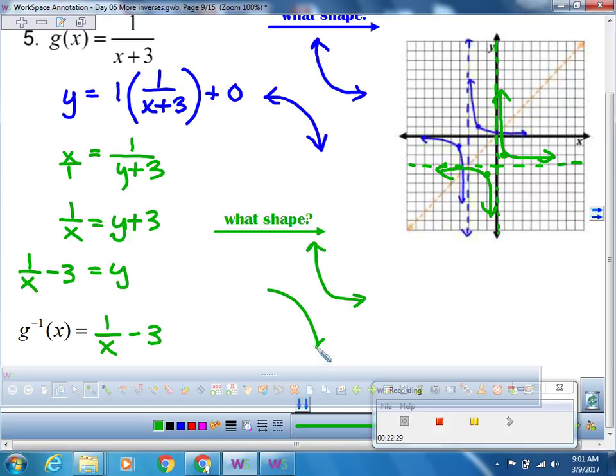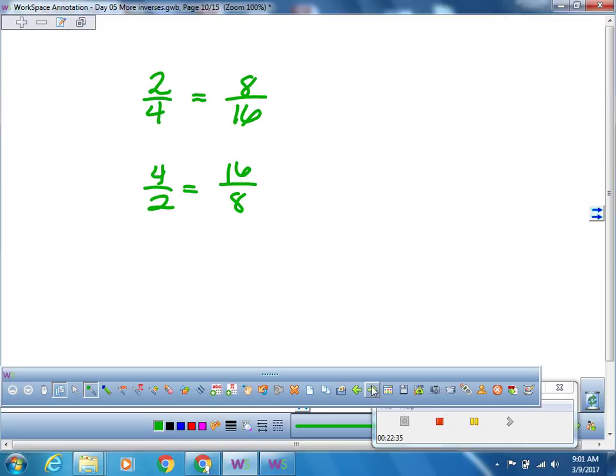Were you watching? How'd I get 1 over x? So you agree that 2 over 4 is equal to 8 over 16? I took the inverse of both sides. Why? Just take the inverse of both sides.